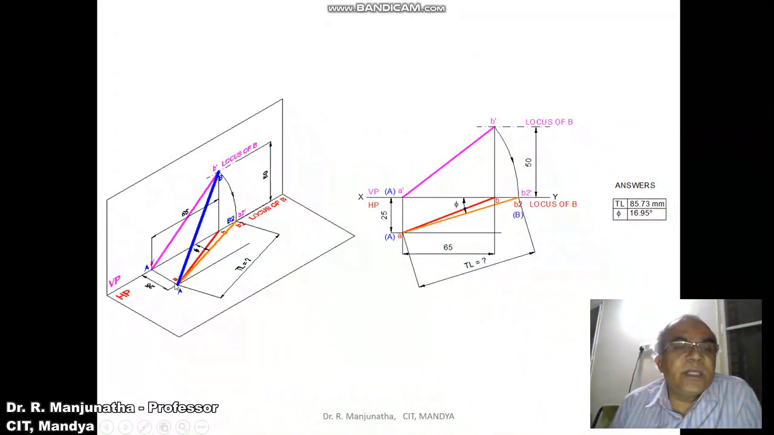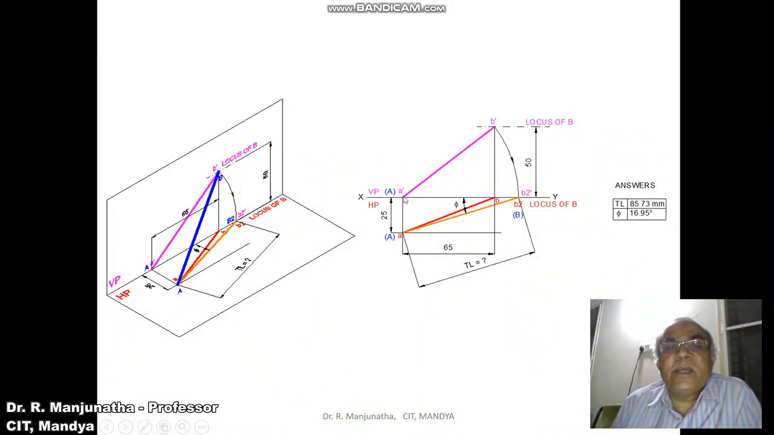Now we consider the front view line, that is A dash B dash. So this is A dash B dash. When you rotate it in space, A is on HP, so this B2 is also on HP, and B2 is already on VP because it is on the locus of B. So both B2 and B2 dash are on HP and VP, and you get the true length in the horizontal plane. So that is the true length in HP. That is what we have done.